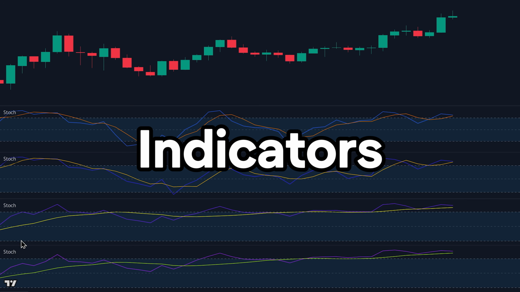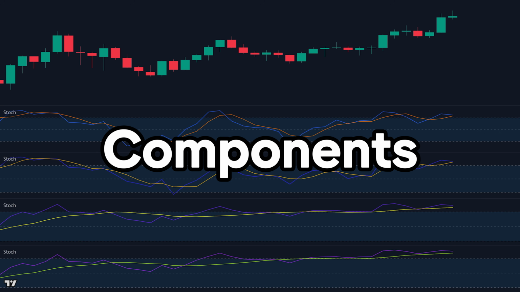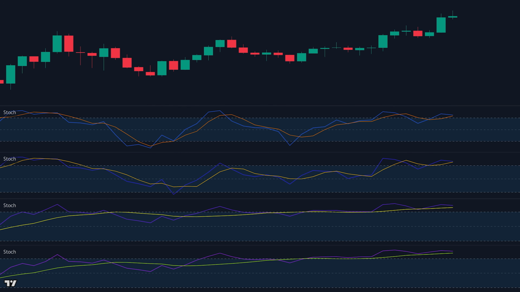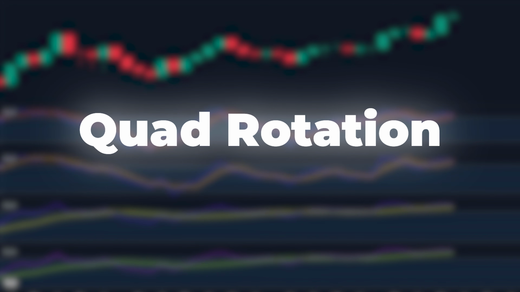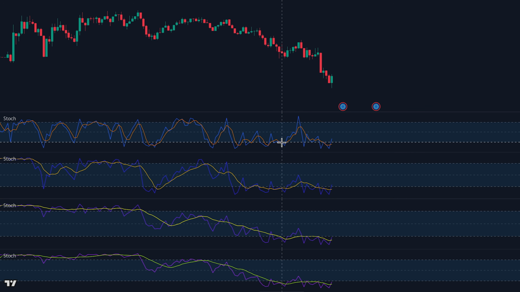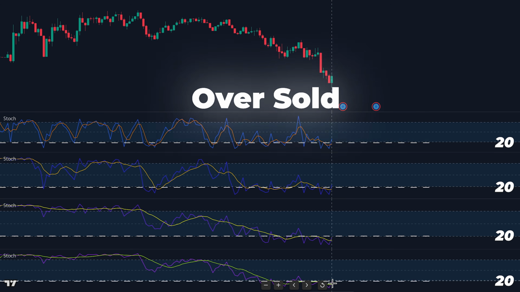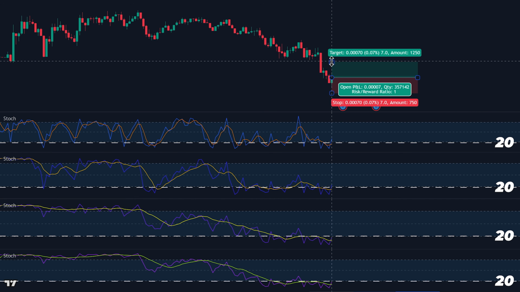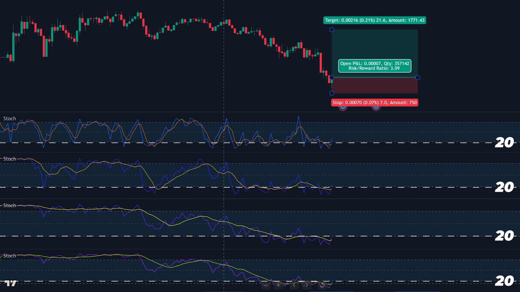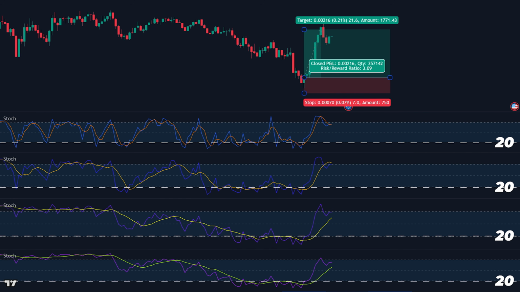Now that the indicators are in place, let's discuss the core components of our trading strategy. The first element is quad rotation. Quad rotation involves analyzing all 4 stochastic bands together. When all 4 stochastic indicators drop below the level of 20, this signals that the market is oversold. In such a situation, the probability of a reversal increases and it creates a strong buy signal.